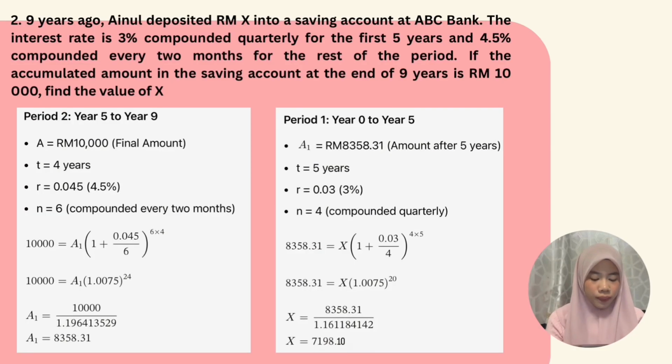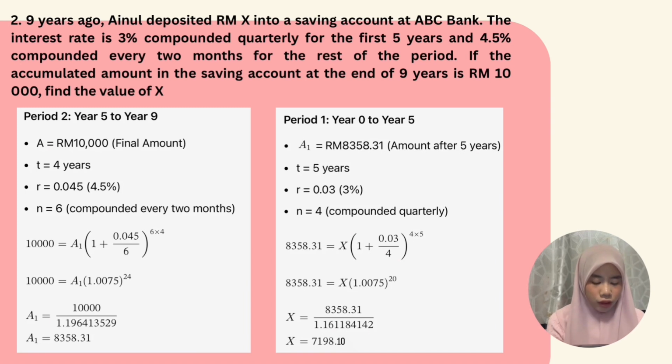For question 2, 9 years ago, Ainul deposited an amount X into a savings account at ABC Bank. For the first 5 years, the interest rate was 3% compound quarterly. For the next 4 years, the interest rate changed to 4.5% compound every 2 months. At the end of 9 years, the accumulated amount in the account is 10,000 ringgit. Our task is to find the original deposit, which is X.